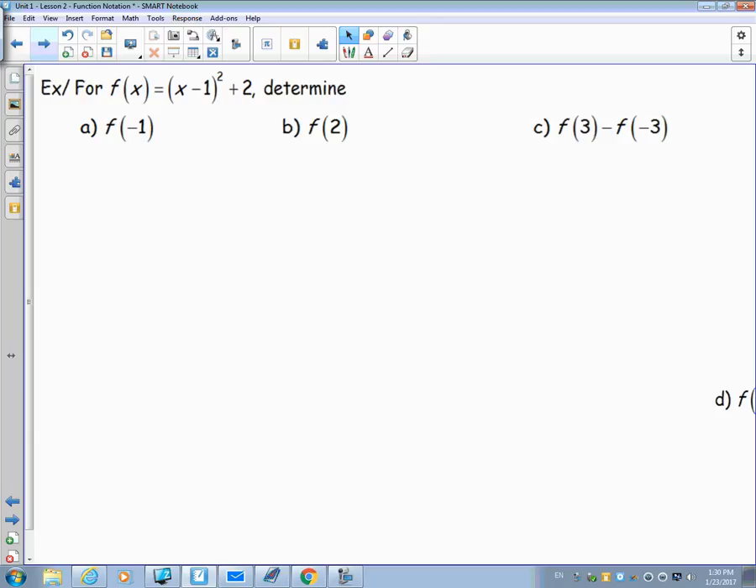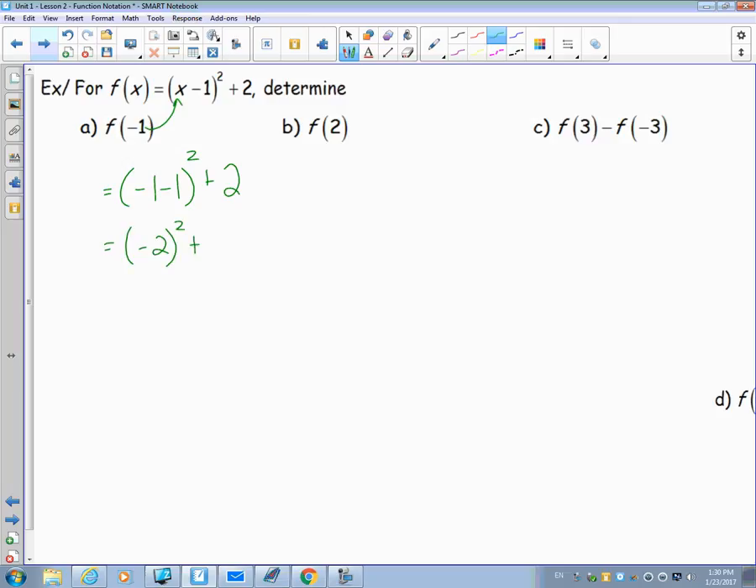A quadratic. We know quadratics are functions, so we know we can use function notation. Let's figure out f at negative 1. So wherever I see the x, I'm replacing it with negative 1. So I'll put that in for x. We're going to follow BEDMAS. So negative 2 squared plus 2. That comes out to 4. That comes out to 6. So again, we're not going to write it, but we know there's a point, negative 1, 6, on this function, on this parabola. Okay, you guys try the next one, f at 2.